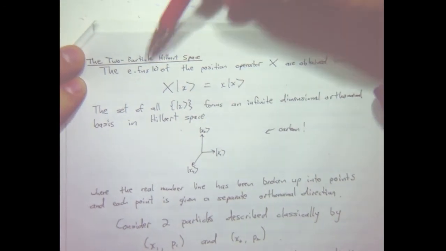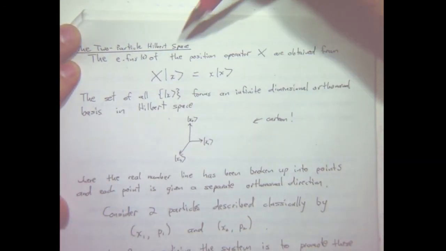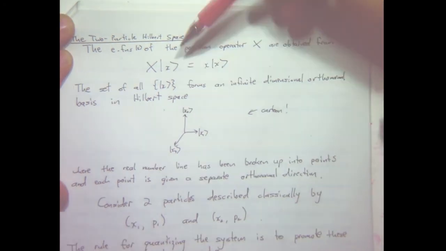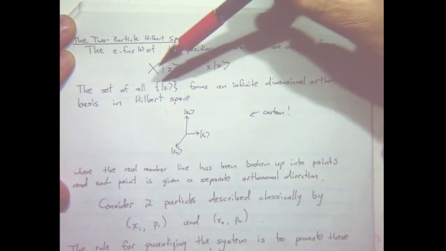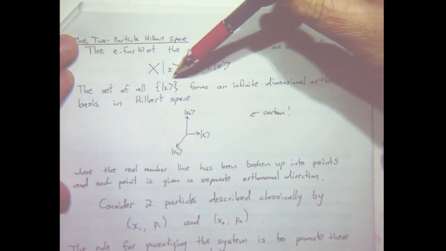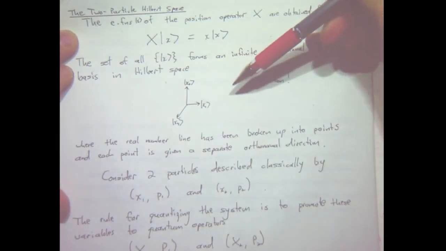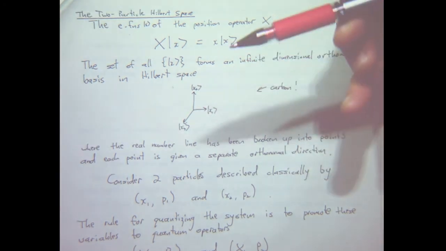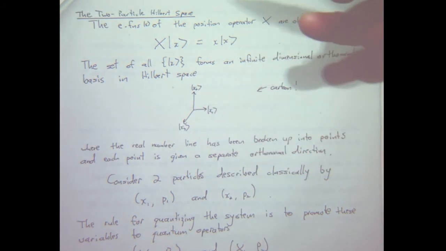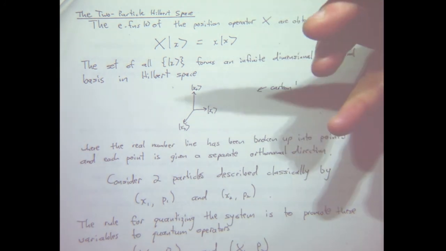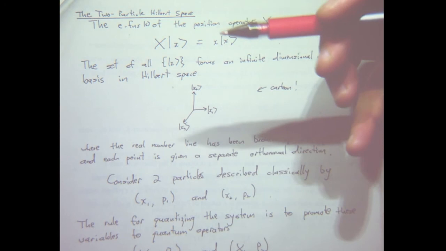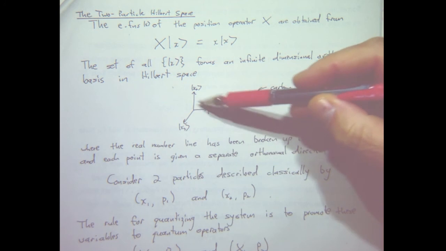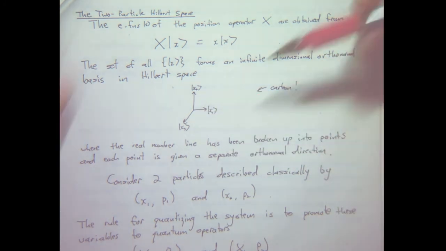So let's suppose we're interested in a two-particle Hilbert space. The eigenkets of the position operator are obtained from this equation, and the set of all of these forms an infinite dimensional orthonormal basis in Hilbert space, and a cartoon picture would look like this. But you can't really draw axes like this because in general it's complex valued. You can change the basis by a unitary change of basis and rotate it into some complex plane, and you can't draw it anymore.